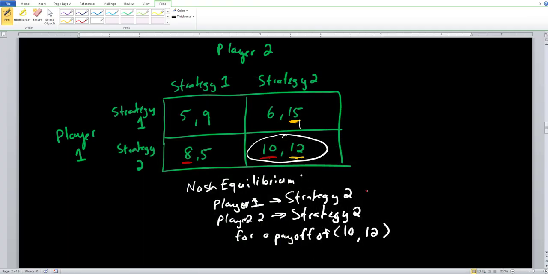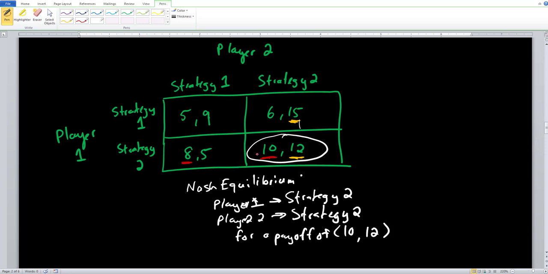So go ahead and take a look at this example once again. This player number one choosing strategy two and player number two choosing strategy two as well is a Nash equilibrium. Because can player number one do any better? And the answer is no, because if player number one actually changed his strategy to strategy one, he'd only end up getting 6, and that's less than 10, so therefore he would not do better. Same thing for player number two. Can player number two do any better by changing his or her strategy? If player number two changed to strategy number one, that means he'd only get 5, which is less than 12, so therefore we cannot do better.